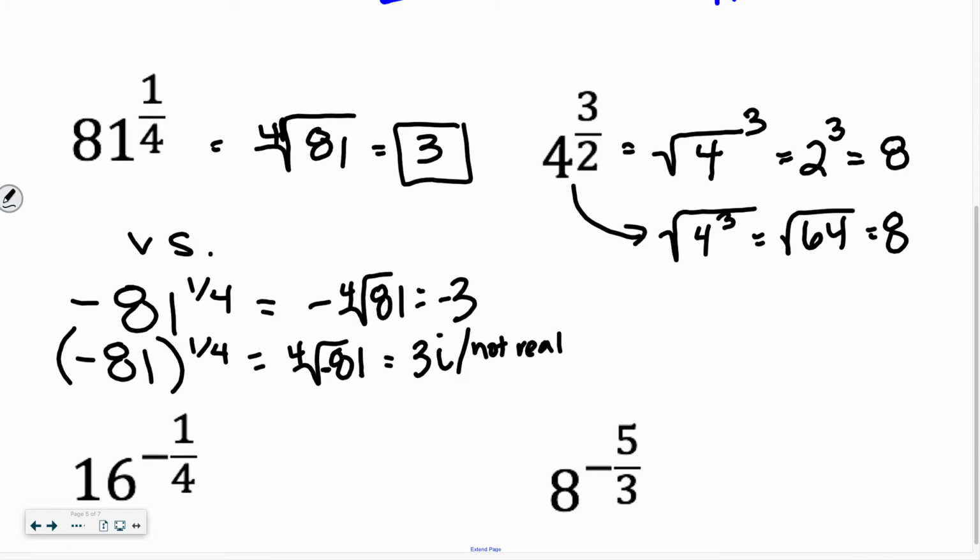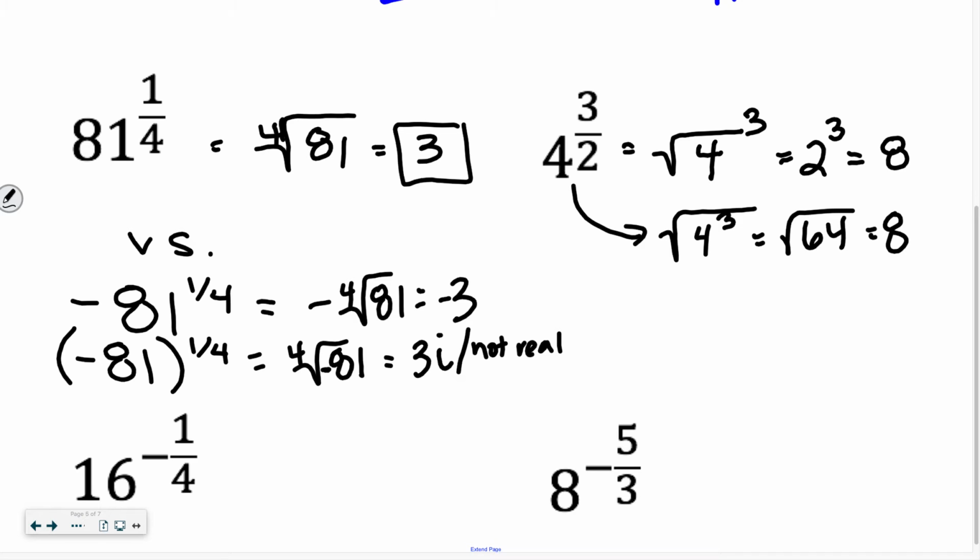So I always ask the question, you'll hear me ask it a lot. What is the exponent touching? In order for it to touch that negative out front, there needs to be a set of parentheses around it. If there isn't a group of parentheses there, it's only touching that number 81. So you 4th root 81, and then you make it negative. It's like negative 1 times 81 to the 1/4.